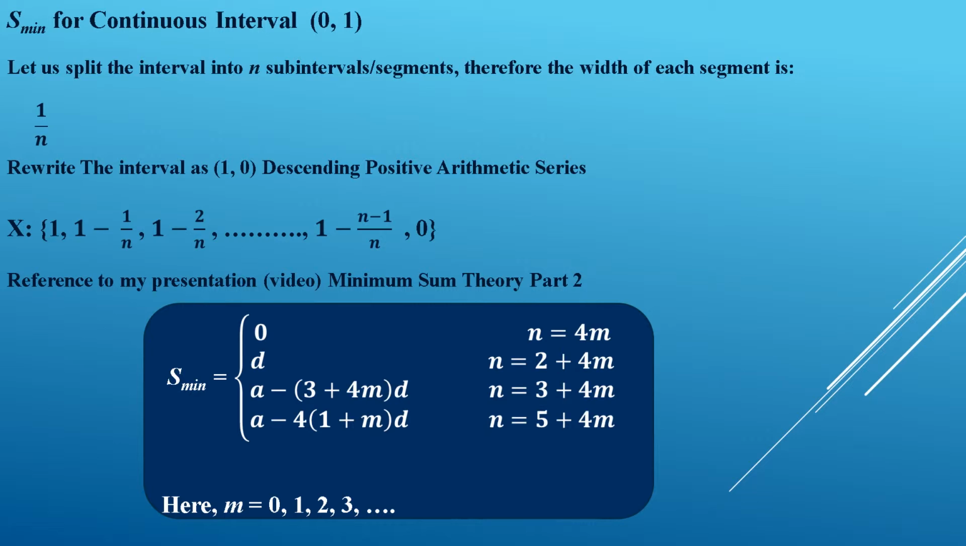The rest of the possibilities are when n is odd, but we split the odd numbers into two categories. For 3 plus 4m, S minimum is equal to A minus (3 plus 4m) times D. For the second possibility, n odd as 5 plus 4m, S minimum is equal to A minus 4 times (1 plus m), times D. So we now introduce the same thing here.